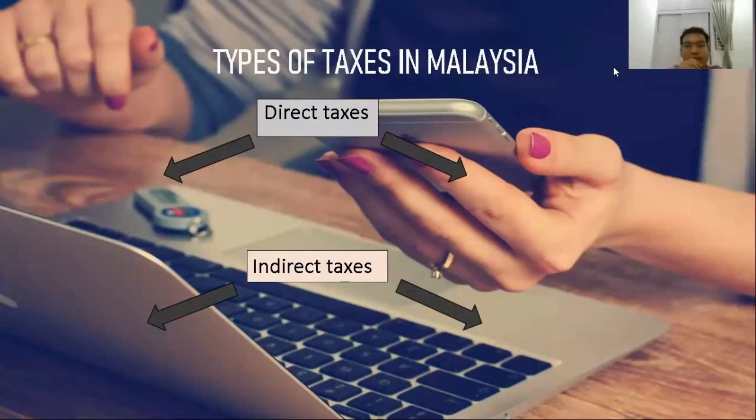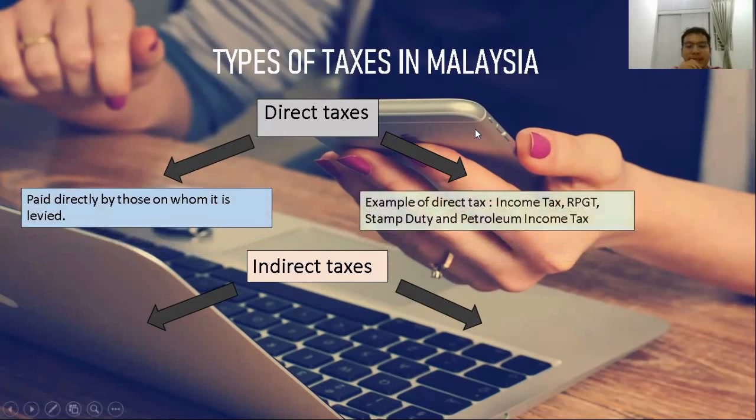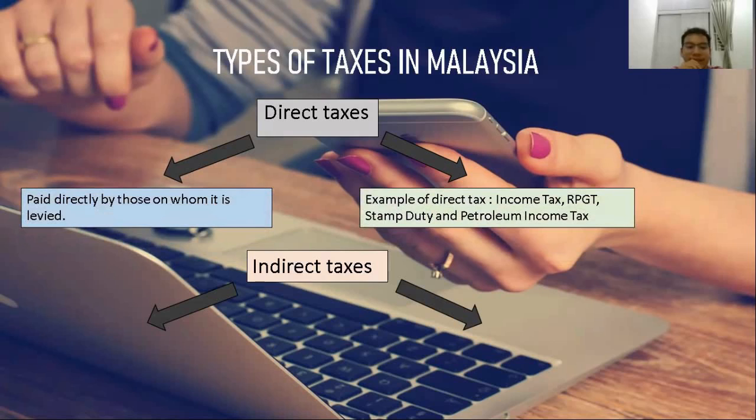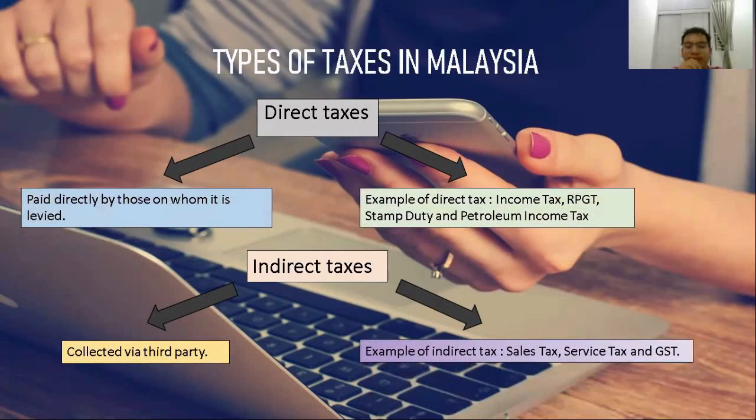Now we go to the types of tax in Malaysia. We have two types of taxes in Malaysia. The first one is direct taxes. As you can see, direct tax is paid directly by those on whom it is levied. Examples of direct tax are income tax, RPGT, stamp duty, and petroleum income tax. The second type is indirect taxes, which are collected via a third party. Examples of indirect tax are sales tax, service tax, and GST.